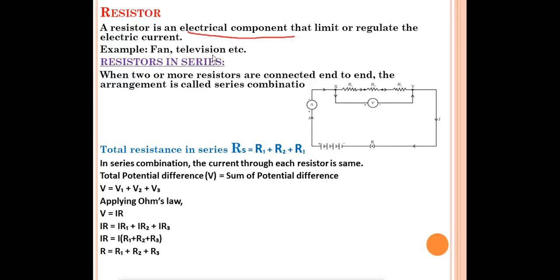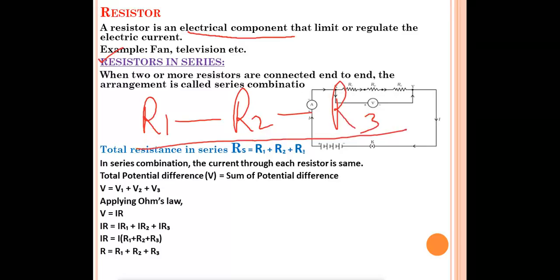Example: fan, television, etc. Now we have two types of combination: resistors in series and resistors in parallel. First of all, we'll read about the resistors in series combination. So what is a resistor in series combination? Suppose R1, R2, R3 are resistors connected in a single line, and that is called a series combination.